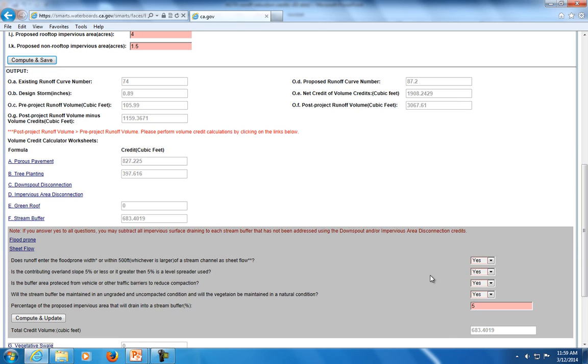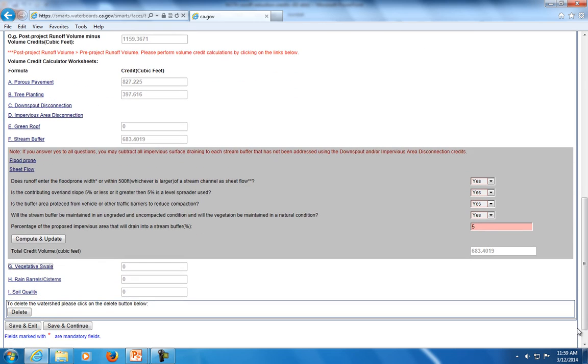So yeah, stream buffers are, I think, an important component that can be incorporated into the site design. It's kind of like trees. It's going to achieve a number of different interests if you can successfully install and maintain them as part of the site design. Certainly wildlife habitat, water quality, runoff reduction. There are multiple benefits that stream buffers can achieve.